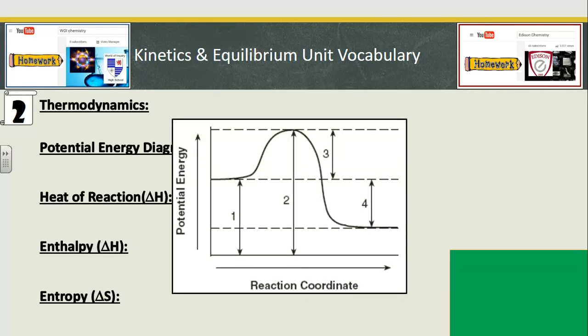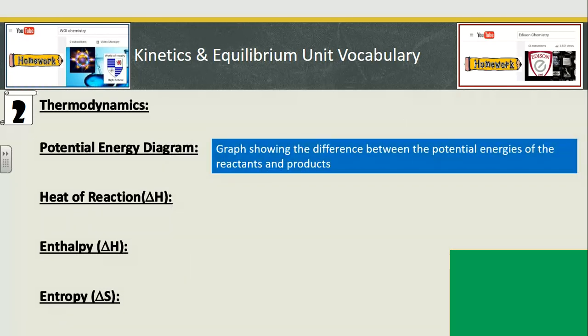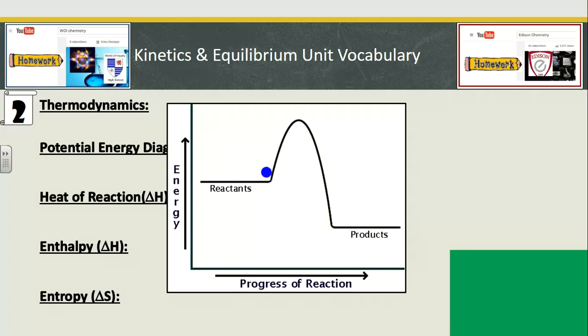A potential energy diagram. This is the typical example, and it is usually going to ask you to label or identify one of the portions of this graph. It is a graph that shows the difference between the energies of the reactants and products, as well as things like the effects of adding a catalyst and the overall change in heat of the reaction, which is what our next word is. This is a great animation describing all of the parts of a potential energy diagram.